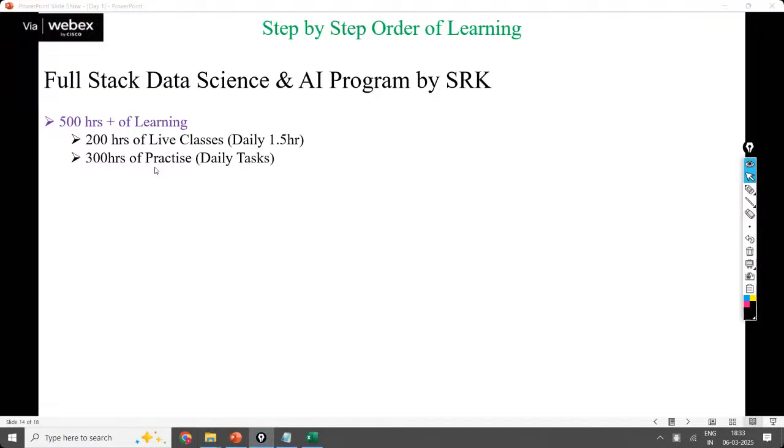For everything, we are going to have the Google Drive. Class notes will be uploaded, PPTs will be uploaded, course will be uploaded, data sets will be uploaded. Everything will be uploaded in the Google Drive, and the Google Drive link will be shared with you. The tasks will also be available, so you can practice the tasks.